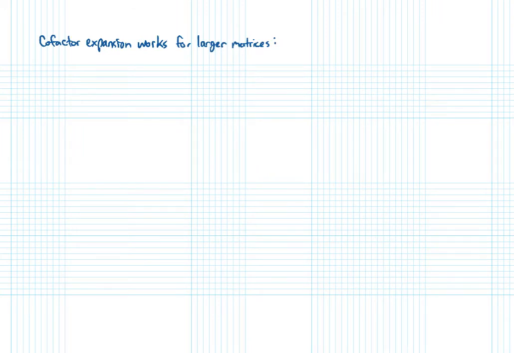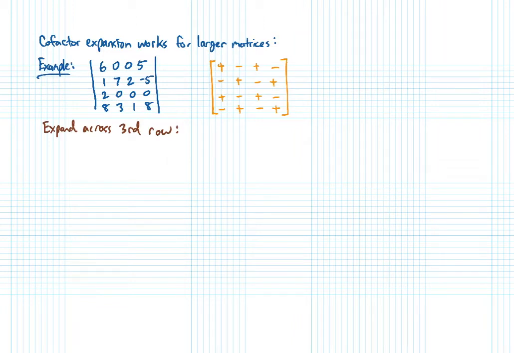Cofactor expansion also works for larger matrices. For example, here's a 4 by 4 matrix. And the way to use cofactor expansion to your advantage is to pick a row or a column that has a lot of zeros. So in this case, the best option is going to be the third row. And just for your reference, this is what the 4 by 4 sign matrix looks like. So that 2 in the third row would get a plus sign. So you'd have 2 times the 3 by 3 matrix that you get when you block off the row and the column that the 2 is in.